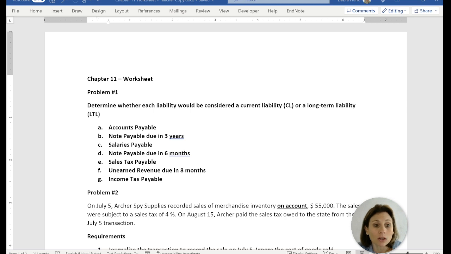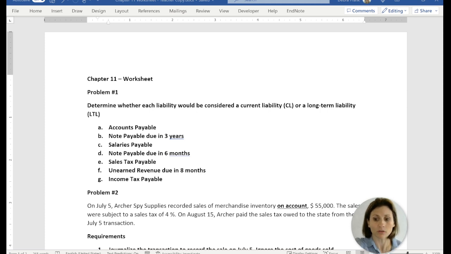And then the long-term liabilities, they do not need to be paid within 1 year or within the entity's operating cycle. So it'll be more than 1 year. And so we're going to go through that, just practicing identifying whether it's current or long-term. And so let's go ahead and get right into some problems.